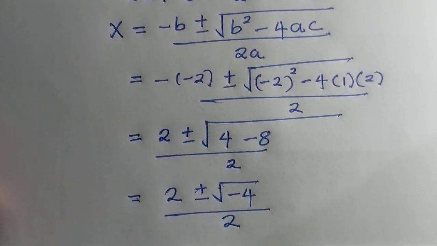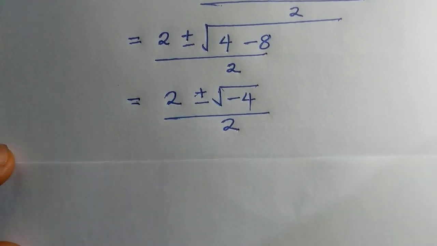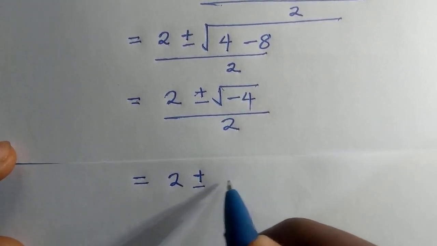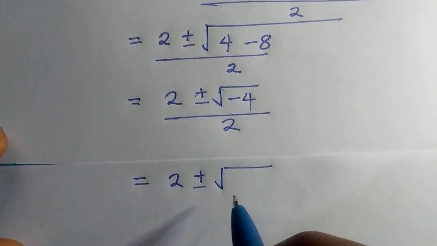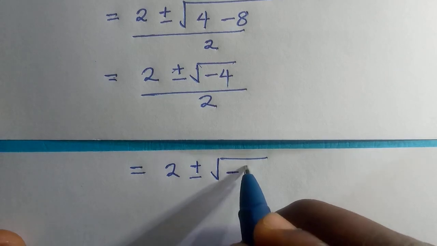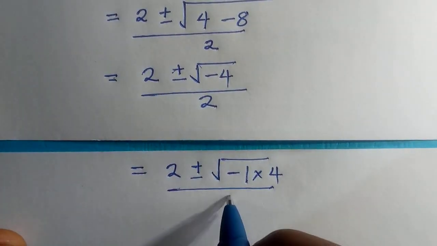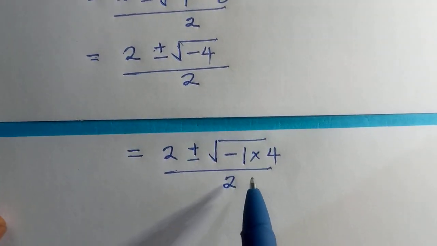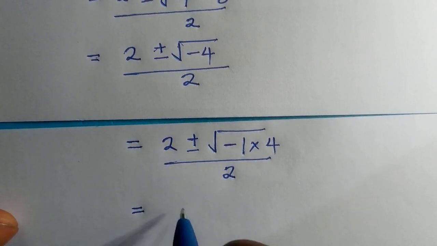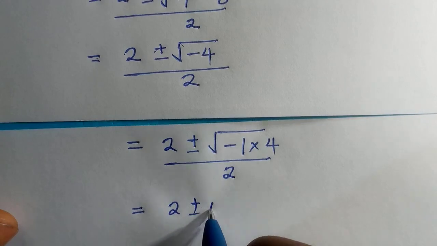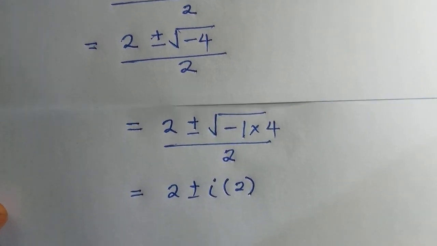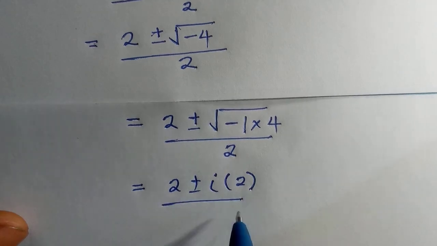So having this result, we are going to continue, and we have this equals 2 plus or minus the square root of, we have negative in a root, and anytime we have negative in a root, we are going to have it as minus 1 multiplied by 4, divided by 2. But when you take the square root of minus 1, it's a complex root, which is given as i. That is, we have this as 2 plus or minus i root 4, and the square root of 4 is given as 2. Alright, then everything divided by 2.